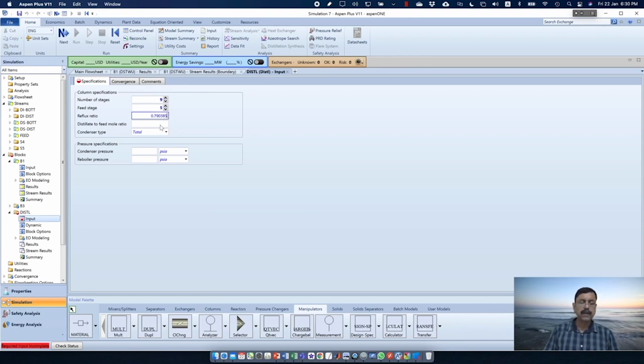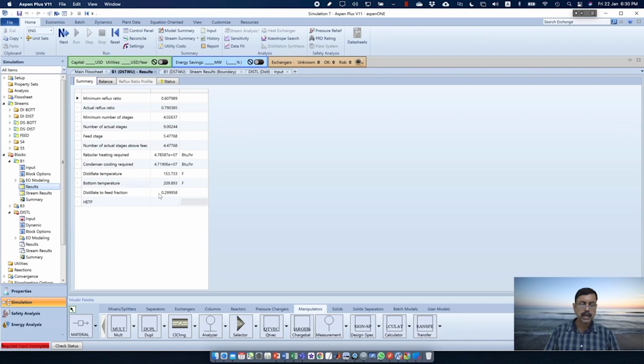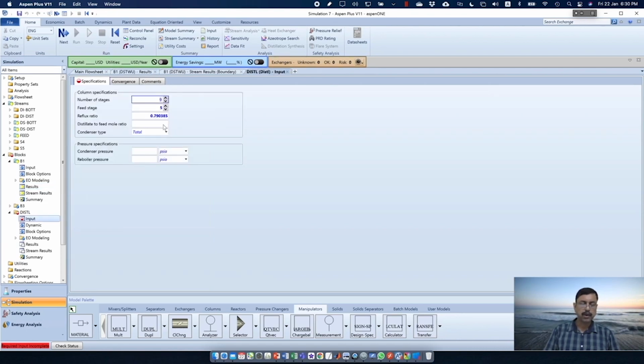Reflux ratio 0.790385. Distillate to feed molar ratio 0.299958, so we can write it's 0.3. Not a problem. Condenser type is total. Pressure, again, it is 1 atmosphere. We run it, so our results are available. Now we will see this result.